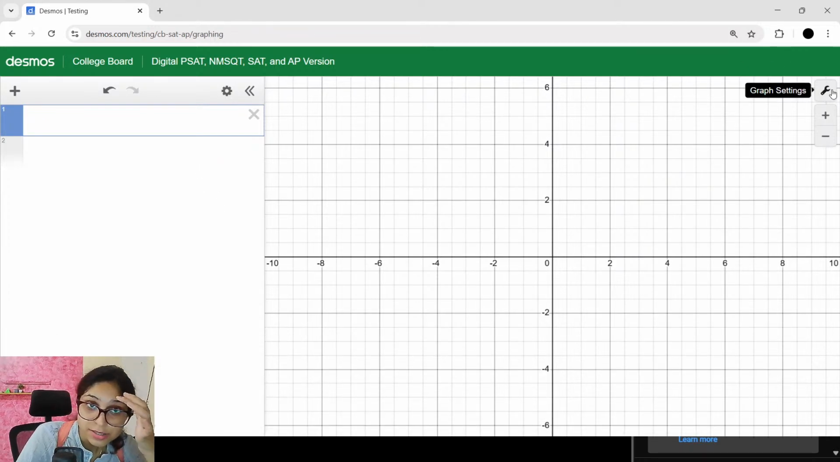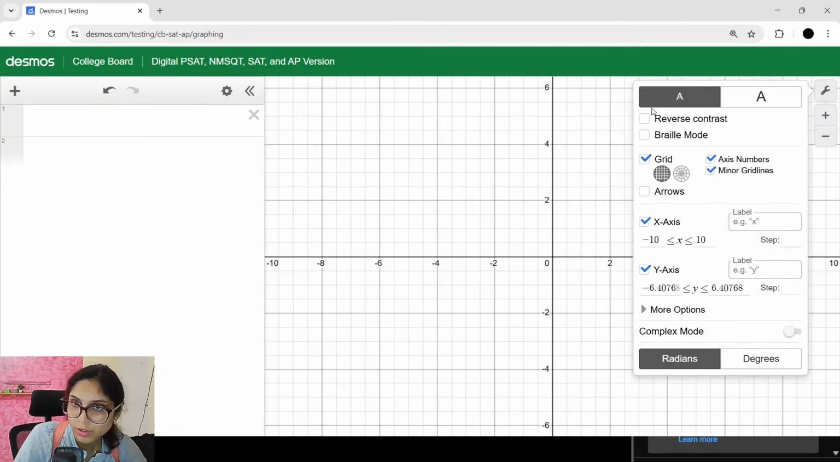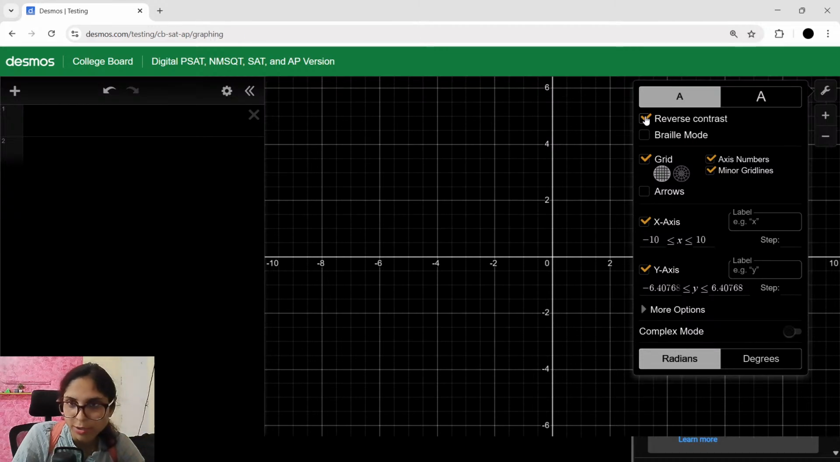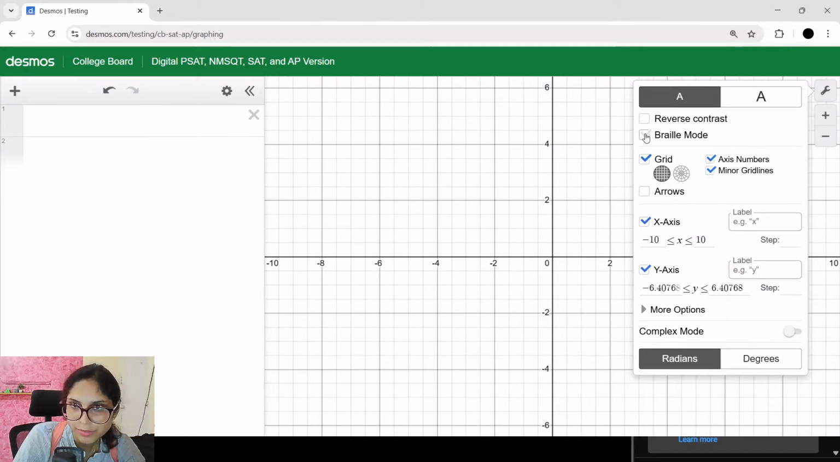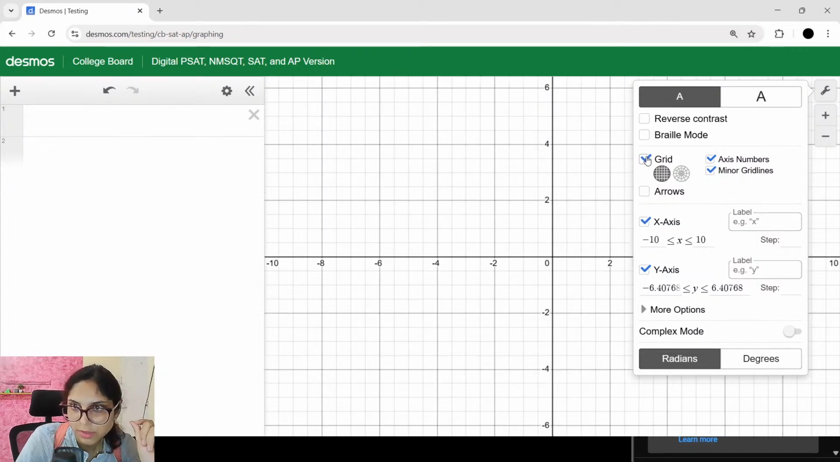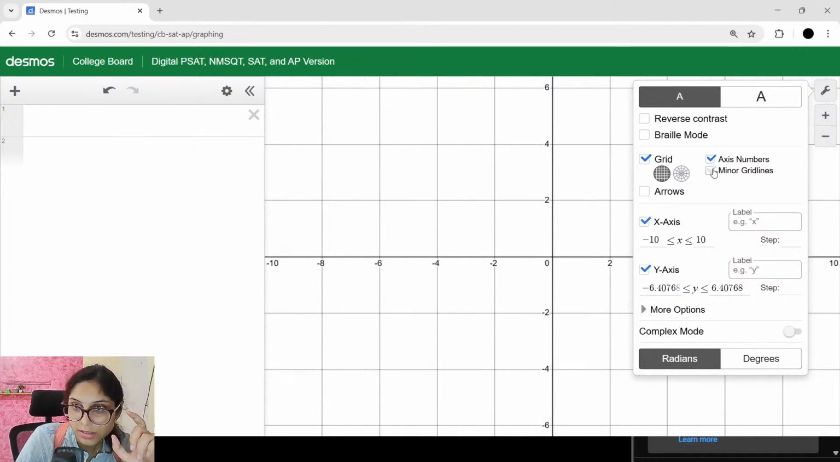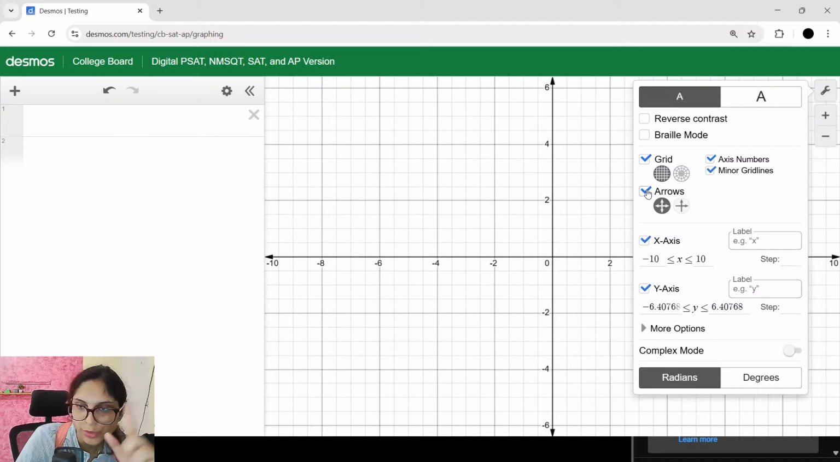Now we'll see the graph settings. In graph settings, if you want to make it bigger, you can make it bigger. If you want to make it smaller, you can make it smaller. If you want black, you can do it. If you want braille mode, you can just do it. Okay. Now, if you don't want the grids, you can get rid of them. If you don't want excess numbers, you can get rid of them. If you don't want minor grids, you can get rid of them as well. So this is all what you can do. If you want to see arrows, you can put arrows. If you don't want, or if you just want arrows on one side, you can do that as well. All right.